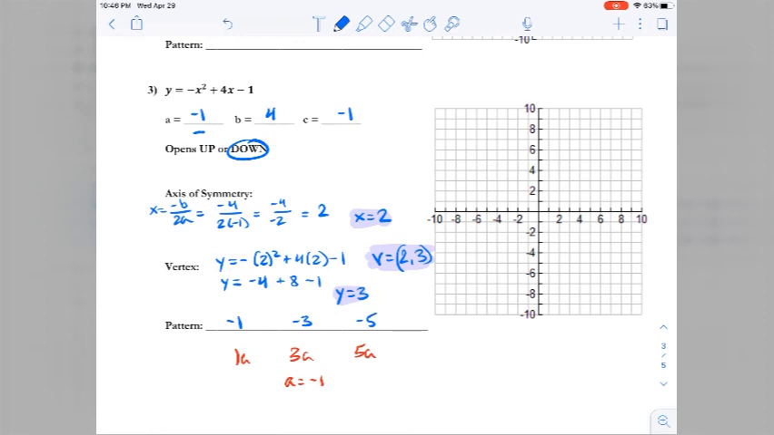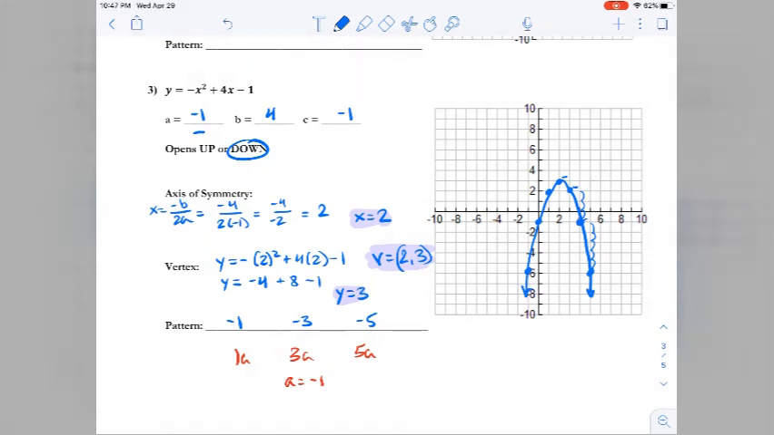So let's come over here and do our graph. We have 2, 3 as our vertex. We're going to move one step out, but this time we go down 1 because it's negative 1. We're going to move another step out, and we're going to go down 3. And then we're going to go one more step out, and we're going to go down 5. And so now we can sketch our parabola.